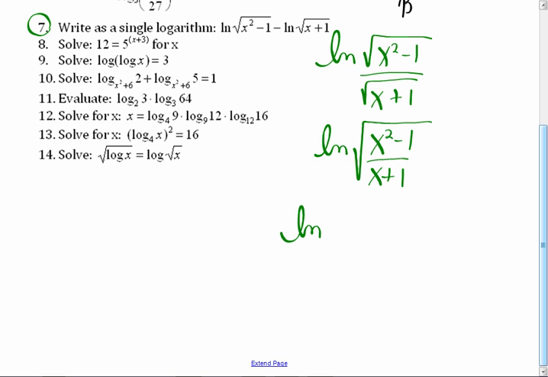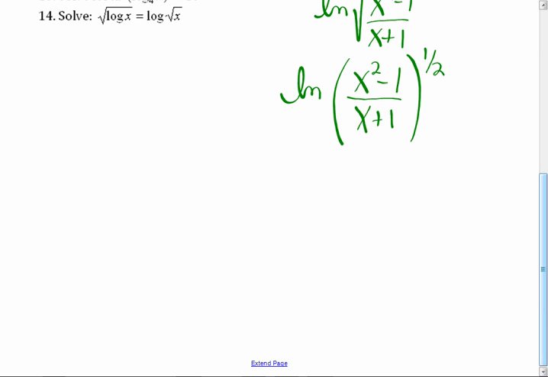X squared minus 1 over x plus 1. You have it on your sheet. So I could do this if you want me to. X squared minus 1 over x plus 1 to the 1 half. And I can put the 1 half in front. So that's 1 half. That's true. X squared minus 1 over x plus 1.